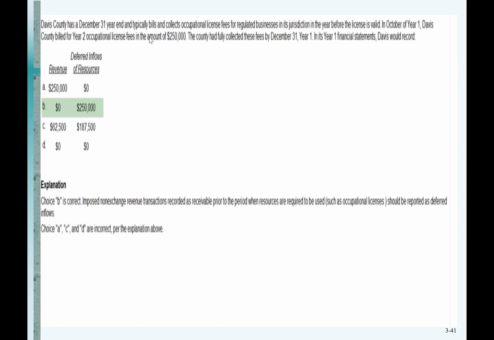Okay, but Davis County has a December 31st year end, typically bills and collects occupational license for regulated business in jurisdictions the year before the license is valid. In October of year 1, Davis County billed for year 2 occupational licenses in the amount of $250,000. What should they take for year 1? Revenue is 0. Deferred inflow is that whole $250,000, right? And it's not until year 2 that we'll take that as revenue, because the activity doesn't take place until year 2, right?